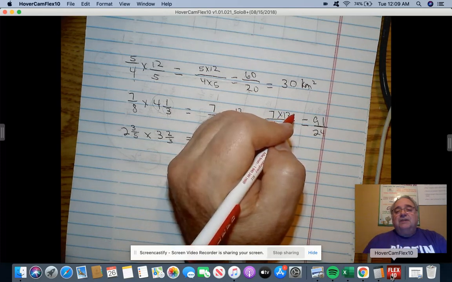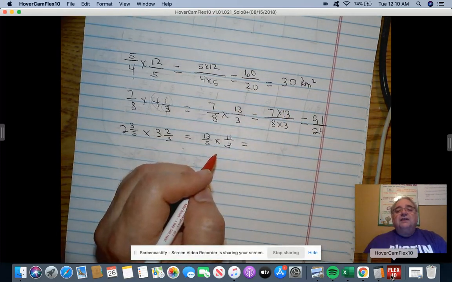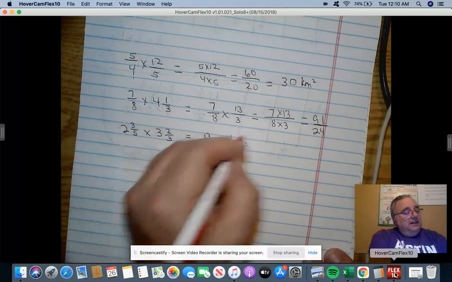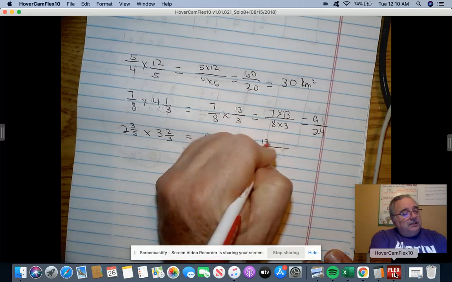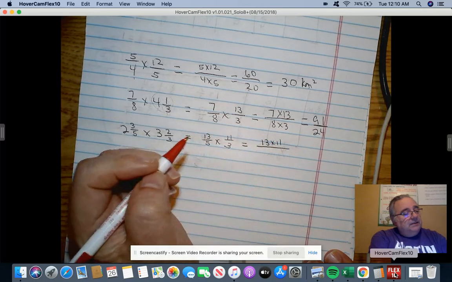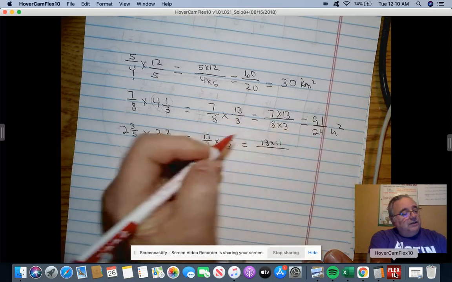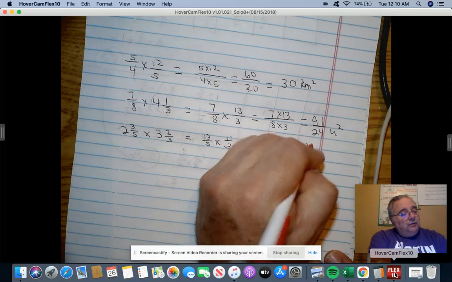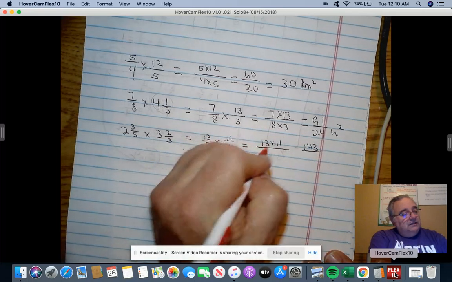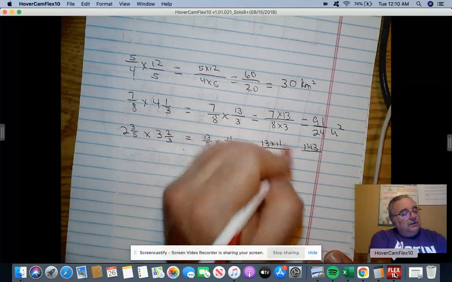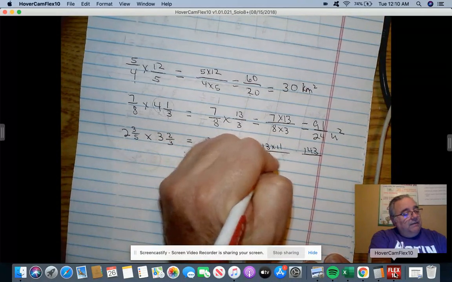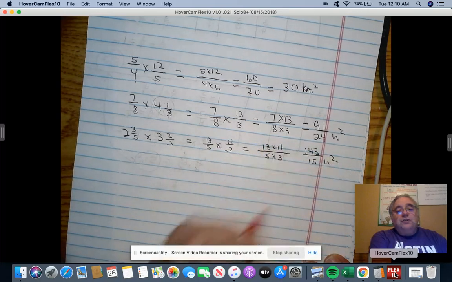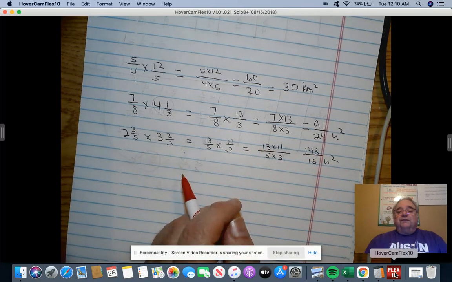And that can become a mixed number, but we're going to leave it as fractions right now if it's not in just the whole number. And then the last one, we take 13 times 11. Of course, all these are units squared, whatever the unit is. 13 times 11 is 143. And then 5 times 3 equals 15. So this is unit squared, whatever it was, 143 over 15.